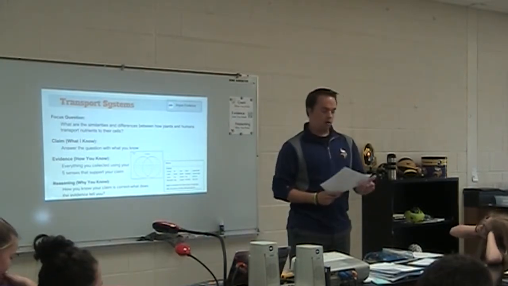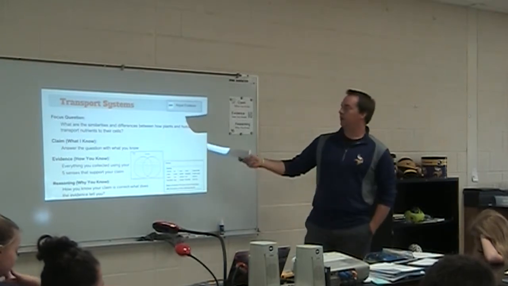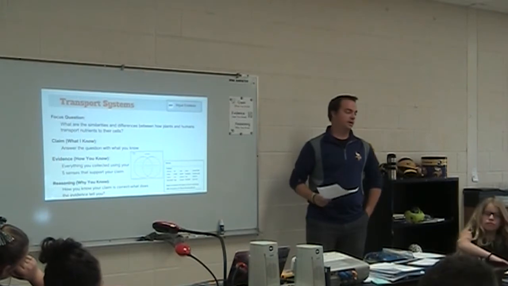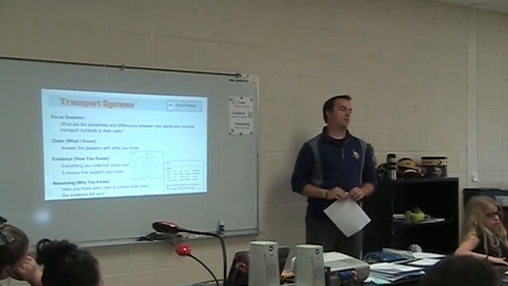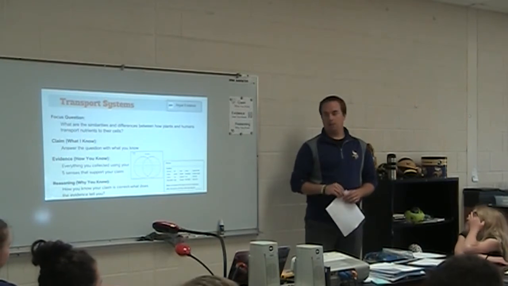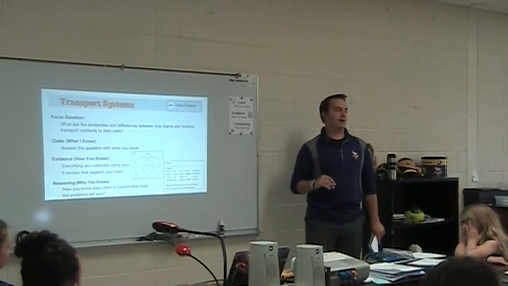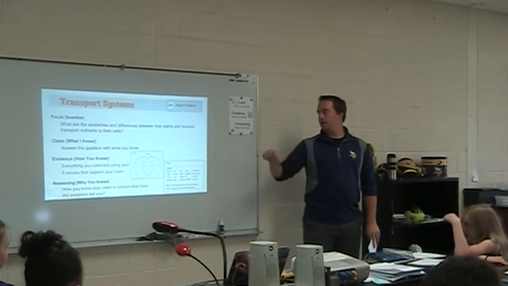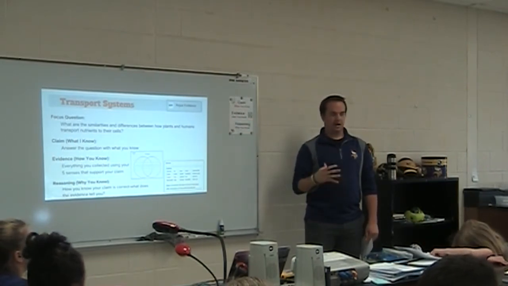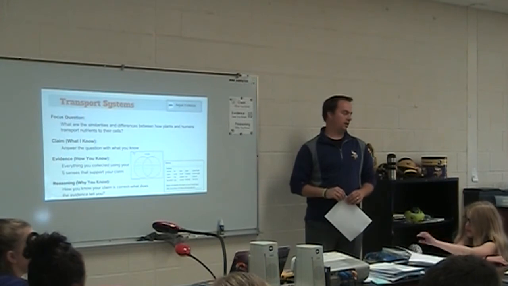So our question again is, what are the similarities and differences between how plants and humans transport nutrients to their cells? So can we create a claim based upon that? Okay, that should be your first step. Any questions about the actual process of completing a claim evidence reasoning? Do you think that helped you out? You ready to go? Give it a shot?